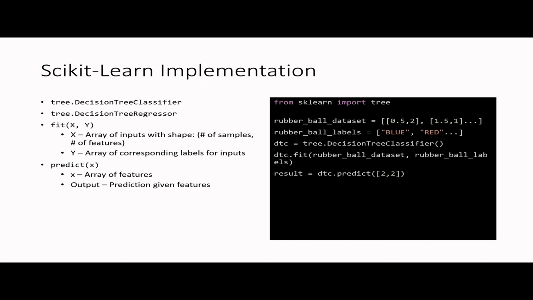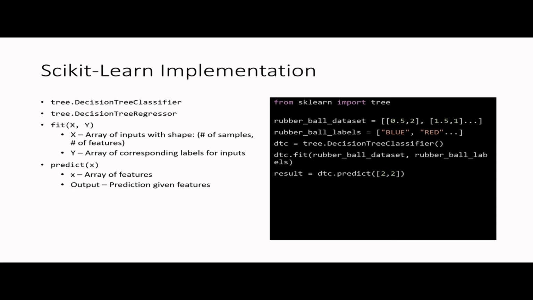After the fit function is run, the decision tree is ready to make predictions. The predict function accepts an array of features meant to describe a data point. This function returns a prediction of which label it thinks the data point should have, based on the data that it was fitted with. This same format of using fit and predict functions is used for most basic machine learning models in Scikit-Learn.